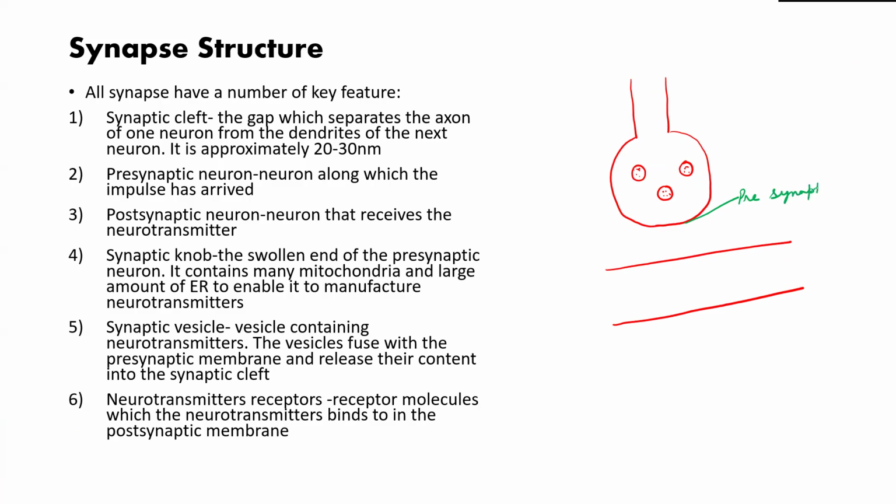Presynaptic membrane. This is the membrane from where the neurotransmitter will be released, which is present in the synaptic vesicle. The synaptic vesicle contains this neurotransmitter, and this is a synaptic knob.